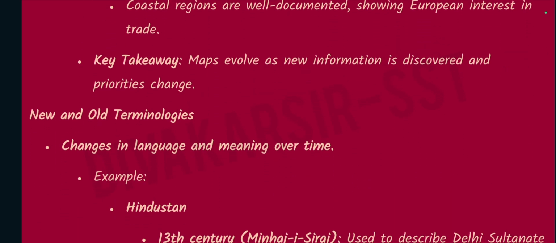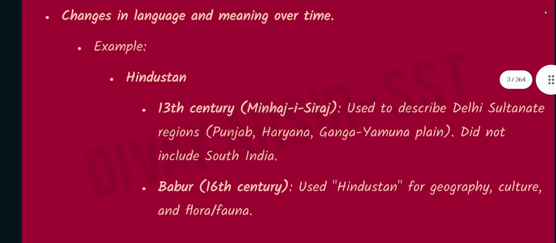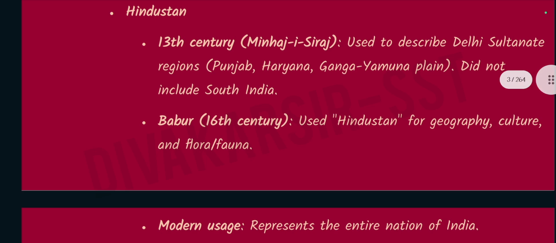Key takeaways. Maps evolve as new information is discovered and priorities change. New and old terminologies. Changes in language and meaning over time. For example, Hindustan. 13th century, Minhaj Siraj used it to describe Delhi Sultanate regions.